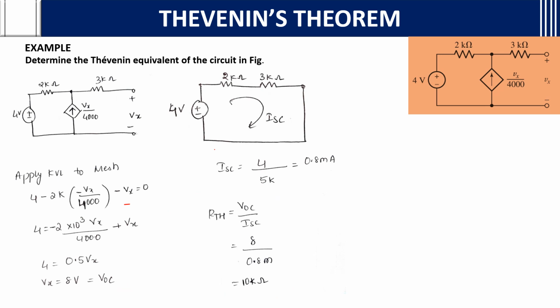If you had done it directly, how much would you have got? 5 kilo ohms. That is wrong. Why? Because there is a dependent source across the open terminals. You can't take it like that. So if there is a dependent source in this way, you need to first find the short circuit current ISC, then from that you can find RTH by VOC and ISC values. Okay, this is one method.